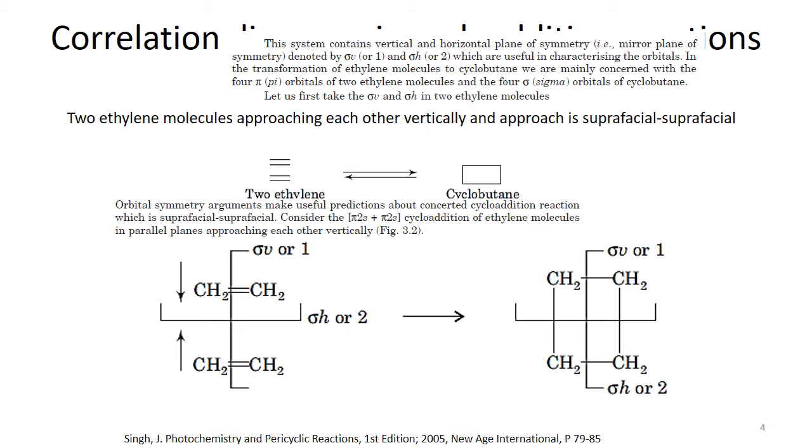approaching each other vertically. Once the cyclobutane molecule is formed, in this molecule, if you see, first of all we have sigma h and sigma v in the case of the ethylene molecules. But when we talk about cyclobutane, all these sides are equivalent for us. So now we can say that if we talk about one side, it is sigma h, and if we talk about the other side, it is sigma v.